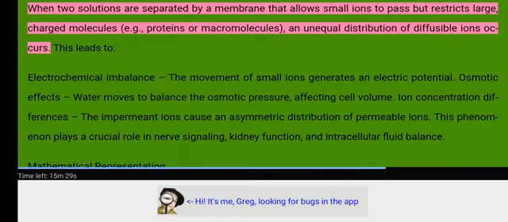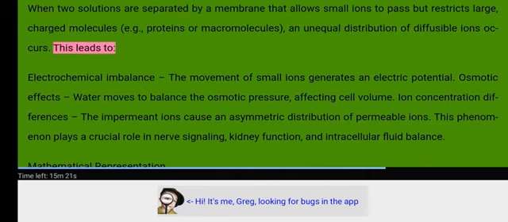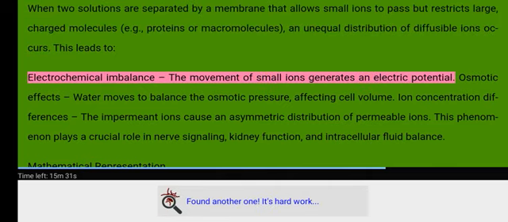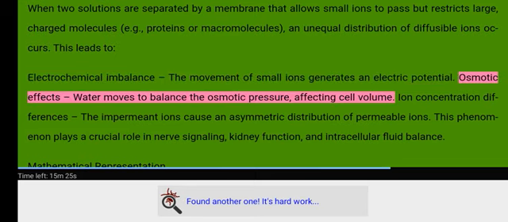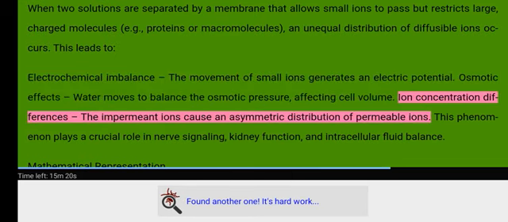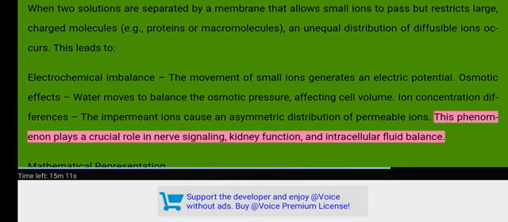Concept of Gibbs-Donnan equilibrium. When two solutions are separated by a membrane that allows small ions to pass but restricts large, charged molecules, e.g., proteins or macromolecules, an unequal distribution of diffusible ions occurs. This leads to electrochemical imbalance. The movement of small ions generates an electric potential. Osmotic effects: water moves to balance the osmotic pressure, affecting cell volume. Ion concentration differences: the impermeable ions cause an asymmetric distribution of permeable ions. This phenomenon plays a crucial role in nerve signaling, kidney function, and intracellular fluid balance.